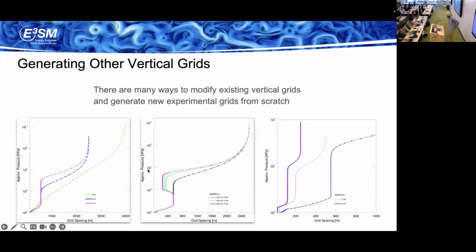Yeah, so the vertical grids, if this is something you ever want to play around with, it's, well, I shouldn't say simple, it's straightforward to generate or modify them. And I have a couple examples here of things I've tried in recent years. On the left here are some grids I've used in the MMF. The green one was an experiment with constant stretching. In the middle is something we're playing around with for this QBO project, where I put in this layer of very strong refinement, bracketing the tropopause, to see how that changes the wave propagation.